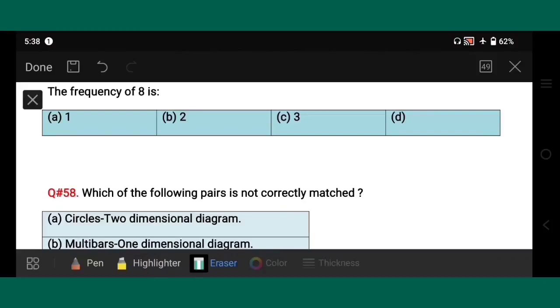Question number 57. The median of the following incomplete frequency distribution is 4. Observations are denoted by x: 1 2 3 4 5 6 7 8. Frequencies are 2 3 4 1 2 4 2. The last one is missing. The frequency of 8 is, options are 1, 2, 3 and 4.